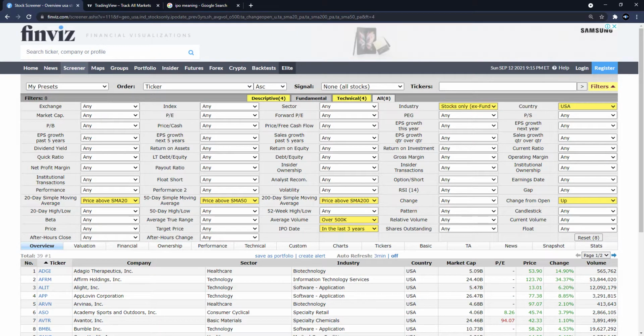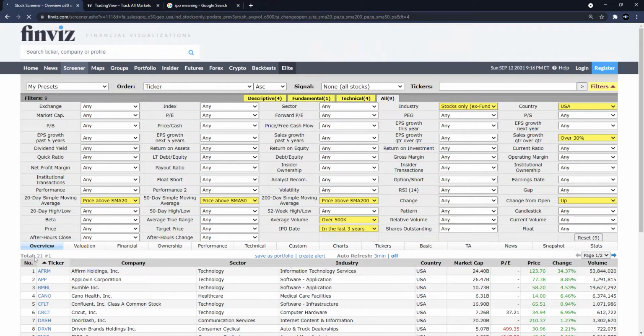Right now, the next thing I want to show you is the sales growth quarter over quarter, and I like for it to be over 30%. As you see, we significantly cut the number by a third, and right now we're left with 21 stocks. Why that? Basically, the growth for the company in the last 3 months was 30%. So I know that this stock performs well, and I do not need to listen to anybody.